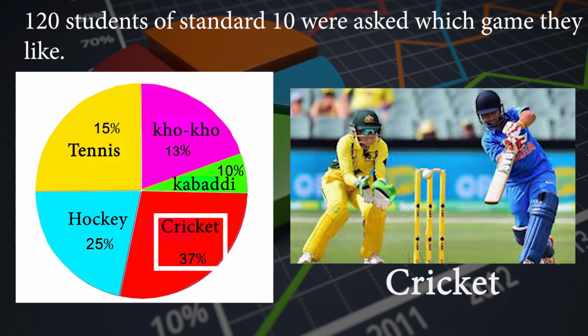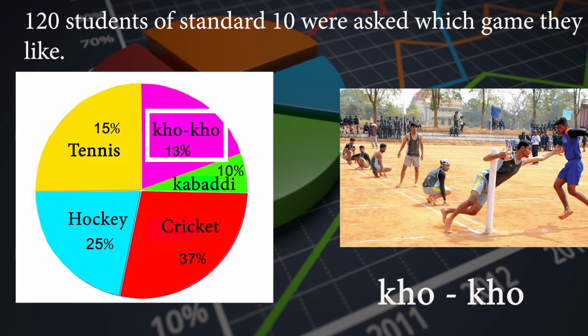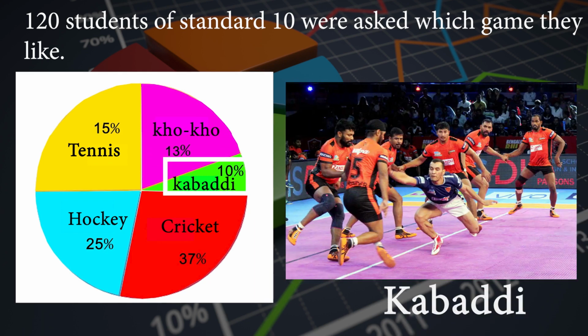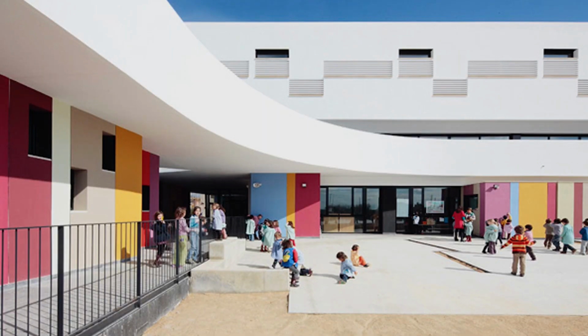Which game is liked the most? What percentage of students like Kho-Kho? What percentage of students like Kabaddi? Students, answer to these questions can be obtained from the pie diagram at a glance. Now students, observe one more pie diagram.